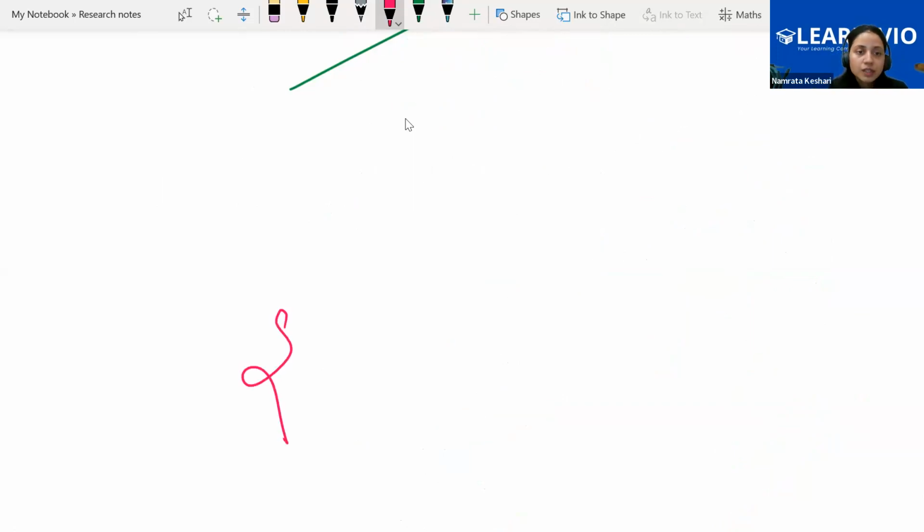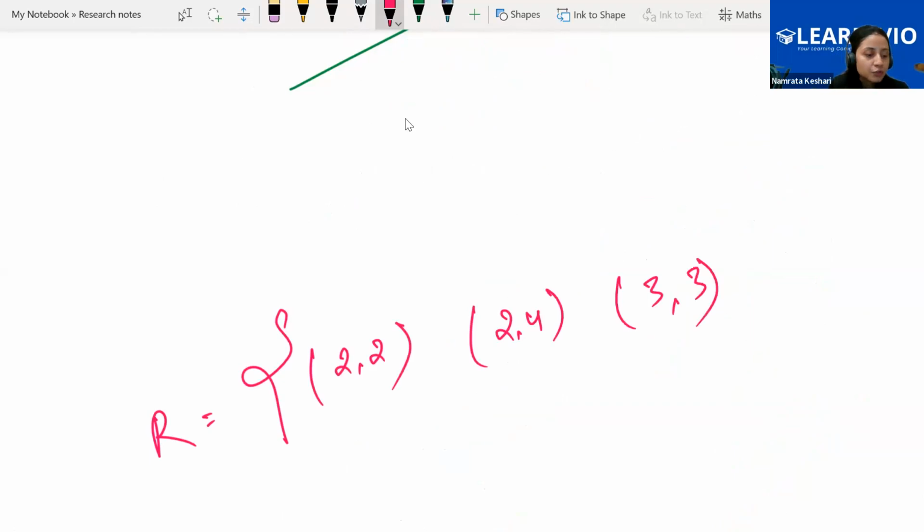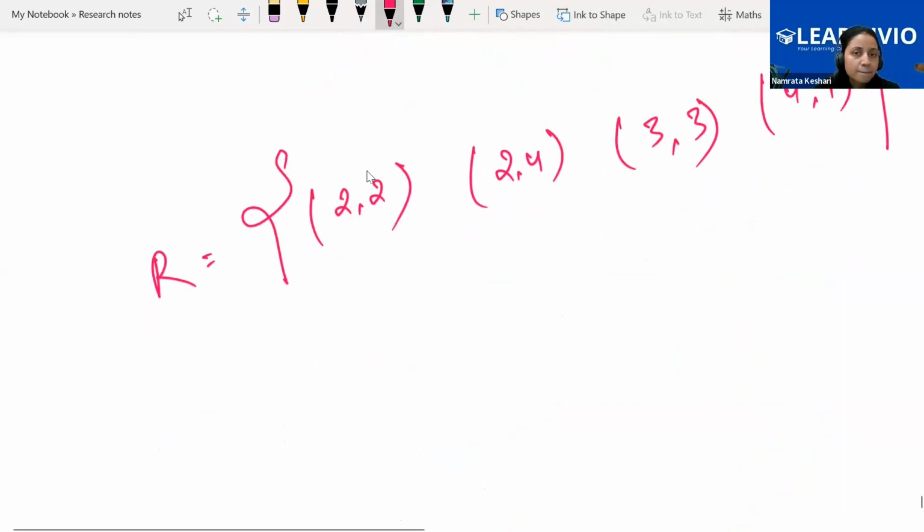Suppose we are having a relation R having ordered pairs (2, 2), (2, 4), (3, 3), (4, 4). Is it a function? No, ma'am. It's not a function.